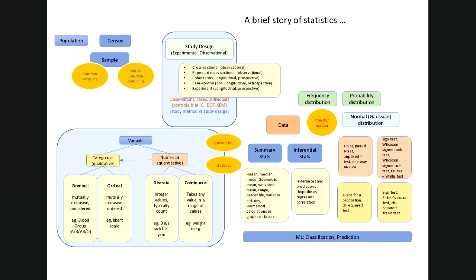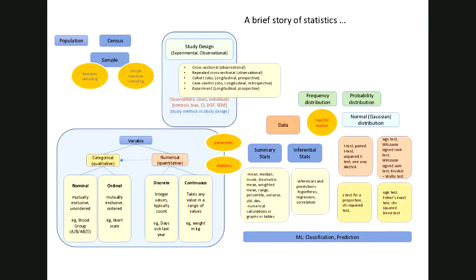Because as you know, the computer cannot understand text, it has to be converted to a number, and there are certain mechanisms to differentiate categorical data from numerical data, but eventually all are numbers to the computer. So we know our different kinds of variables.